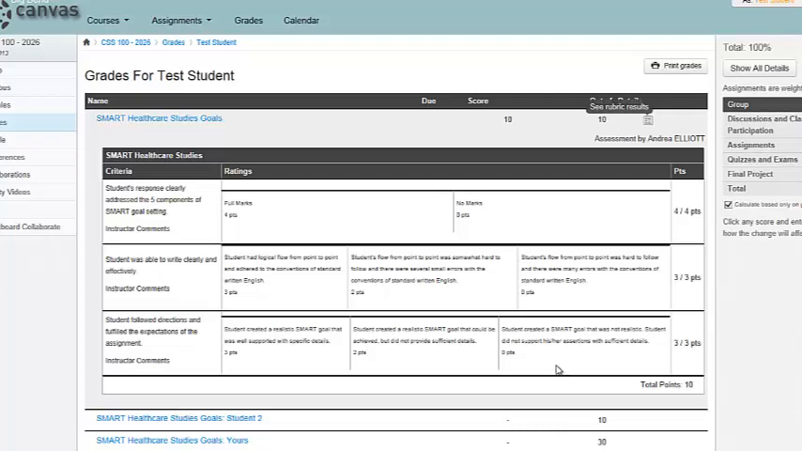If you have any more questions about how rubrics are used to grade your assignments and how to view the results of your rubrics, please do not hesitate to ask.